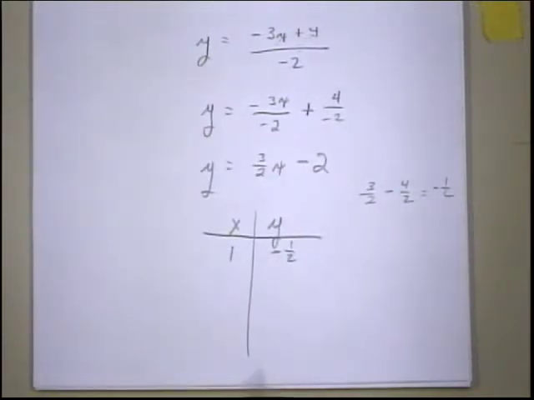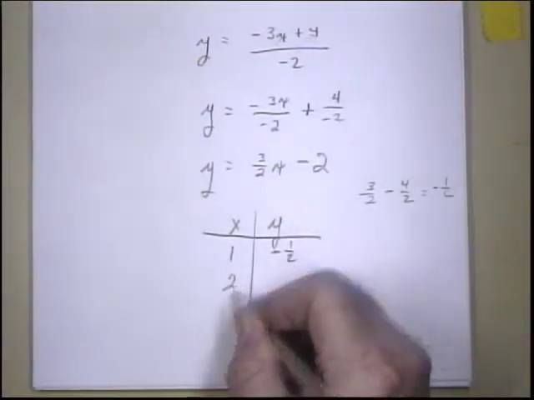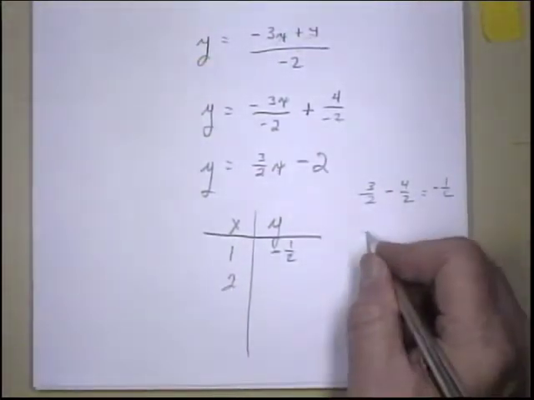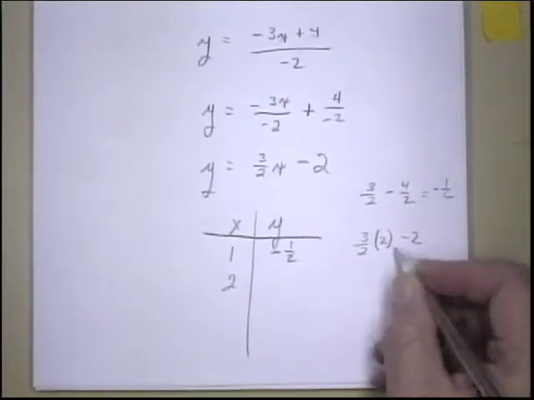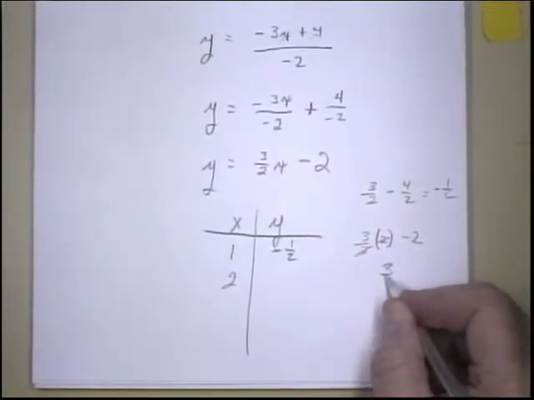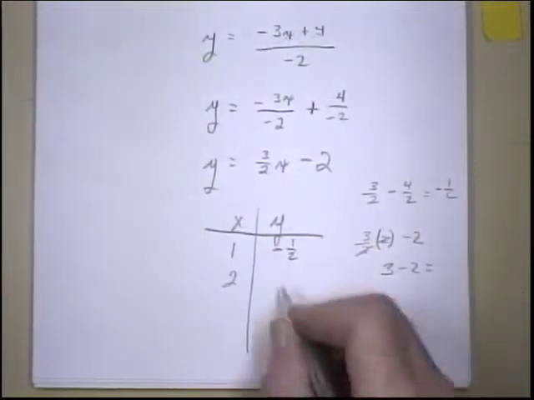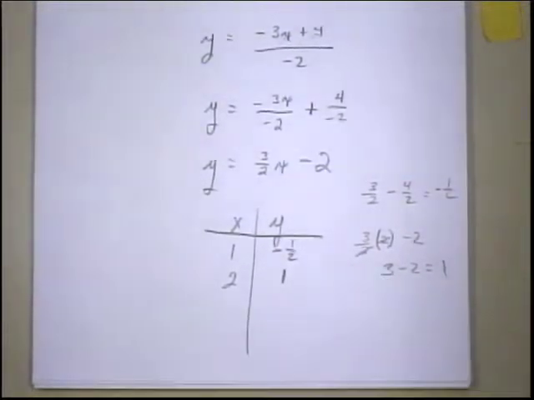Let's try x equals 2. We'd have 3 halves times 2 minus 2. These would cancel. We'd have 3 minus 2, which is 1. So when x is 2, y is 1. We have 2 points, and that's really all we need now to figure out what the slope is.